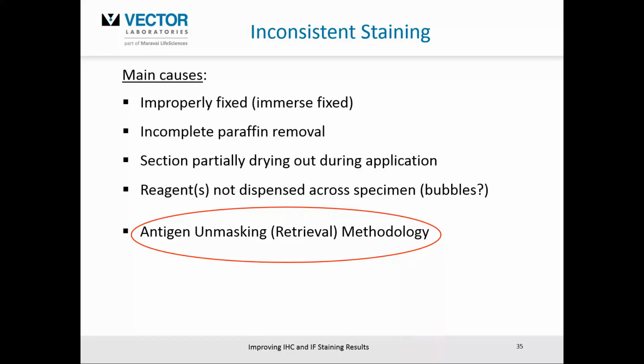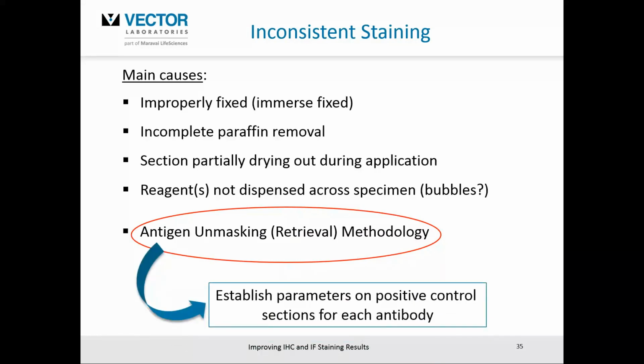And essentially what you have to do, and this particular topic is almost a webinar in itself, and I really can't do it justice. Actually, I've run over time here. So I'm going to just finish off by saying you have to establish the parameters of your antigen unmasking on your positive control sections for each antibody that you're working with. So at this time, I'd like to say thank you very much and open the floor up to any questions you may have.